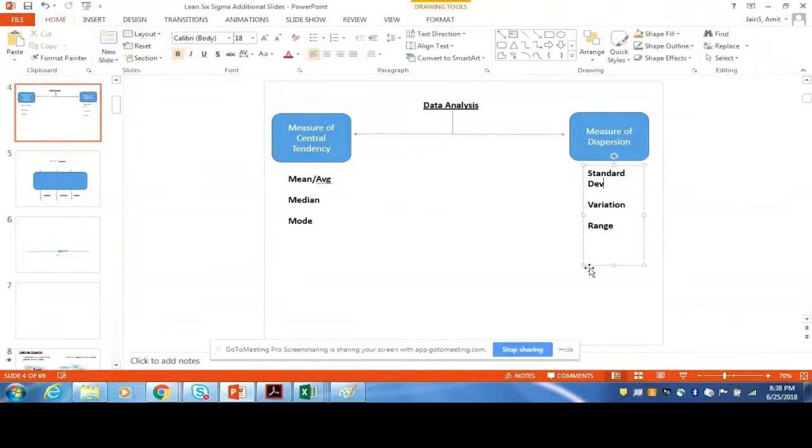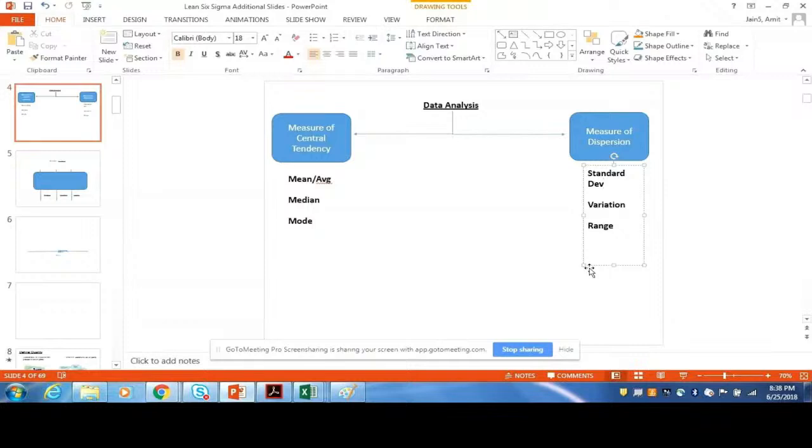for measure of dispersion. Measure of dispersion is that value which is telling us how dispersed my data is. And then you have a measure of central tendency. It is telling me one data point that is representing my entire population.